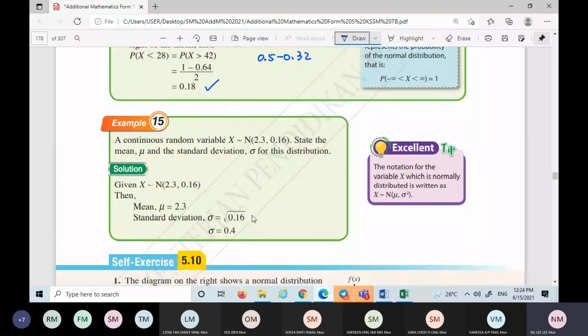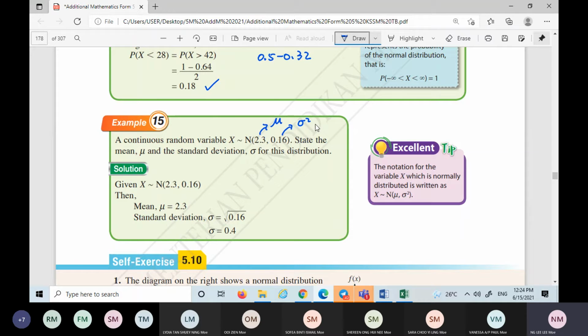Okay, we see another example. A continuous random variable X is a normal distribution with 2.3 and 0.16. The first number, still remember, is mu, which is the mean, and the second number is sigma squared, which is the variance. I hope you still remember the variance and the standard deviation. The standard deviation squared is the variance.